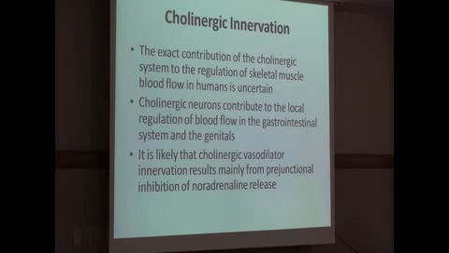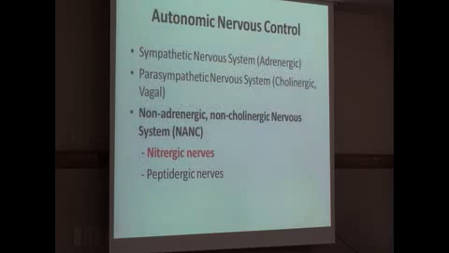Gastrointestinal system and the genitals, maybe. And it is likely that cholinergic vasodilator innervation results mainly in prejunctional inhibition of the release of noradrenaline. Now, besides parasympathetic nerves and cholinergic nerves, are there other nerves? Well, yes. There are nerves that produce nitric oxide and nerves that produce peptides.